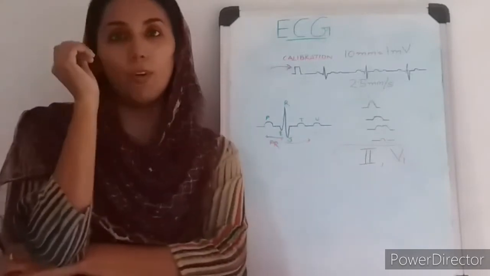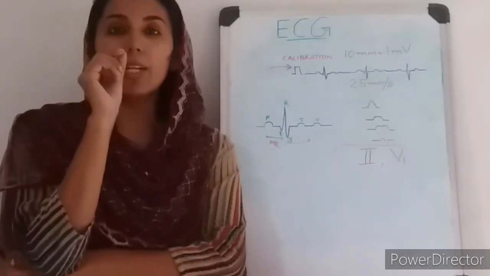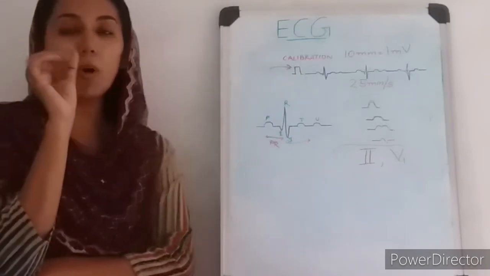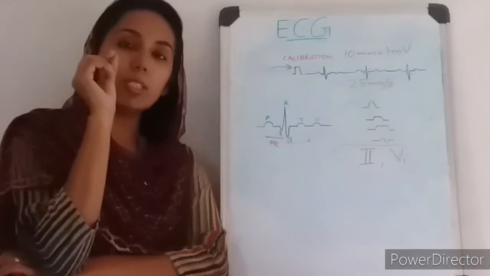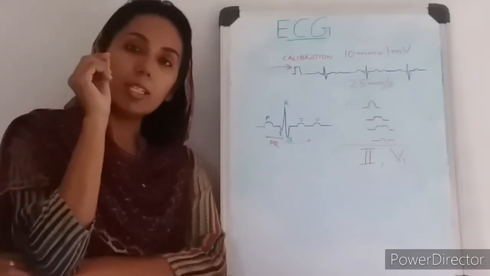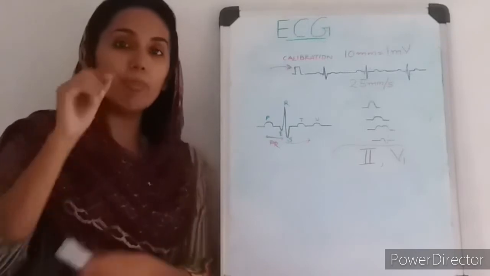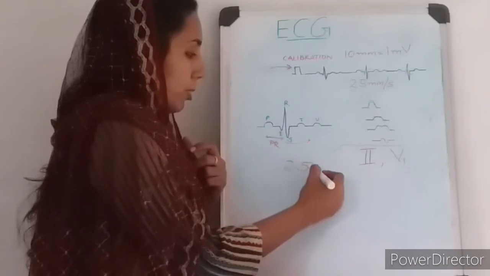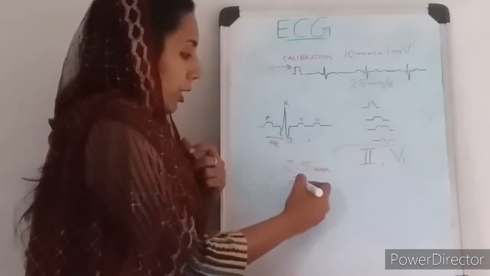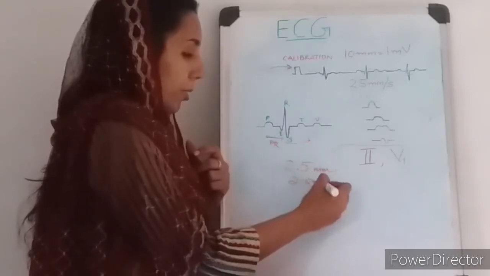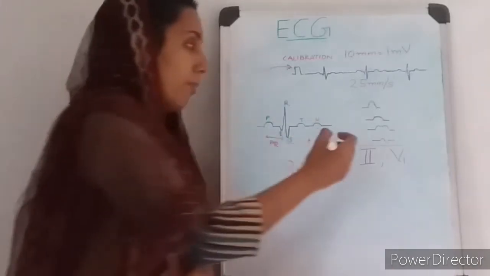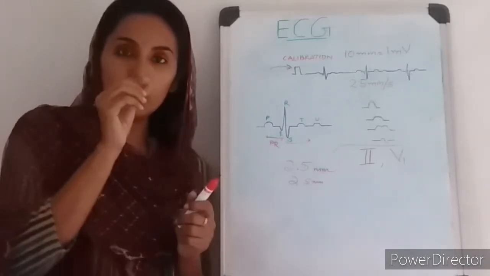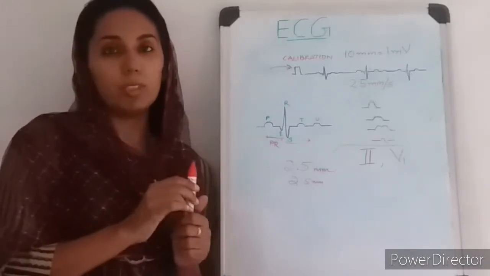What is the duration and what is the amplitude? Remember, the P wave is around 2 to 3 small boxes. One small box is 1 millimeter. So a normal P wave will have a duration of 2.5 small boxes, that means 2.5 millimeter. Voltage or height will also be around 2.5 millimeter. Remember, it will be a very small wave like this, with a height of 2 to 3 small boxes, and the width also will be 2 to 3 small boxes.